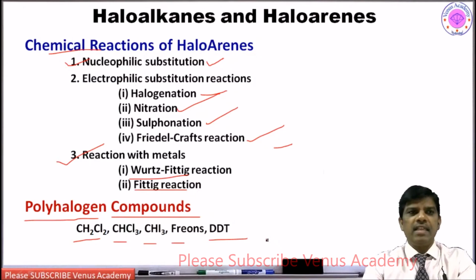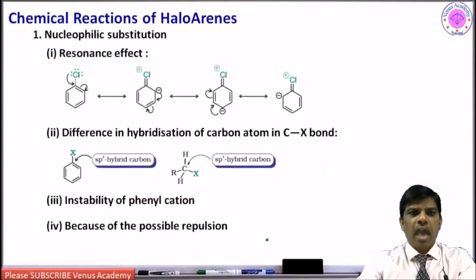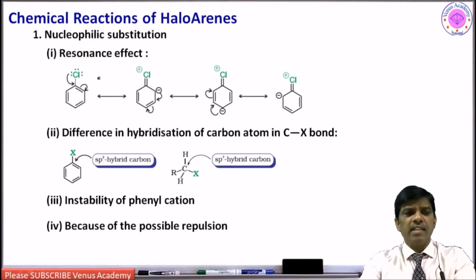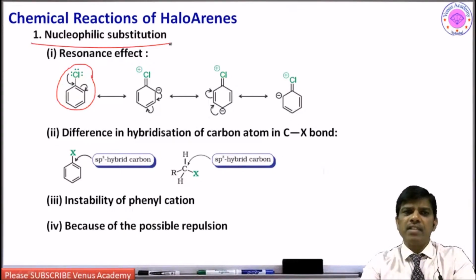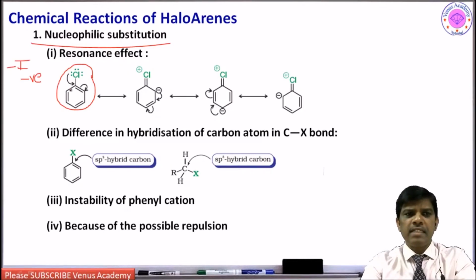Yes students, let us see the chemical properties of haloarenes. Let us take chlorobenzene. This is chlorobenzene, right? So is it easy to undergo nucleophilic substitution for this chlorobenzene? Chlorine is a minus I affecting group. That means it pulls the electron density towards this side, one thing.